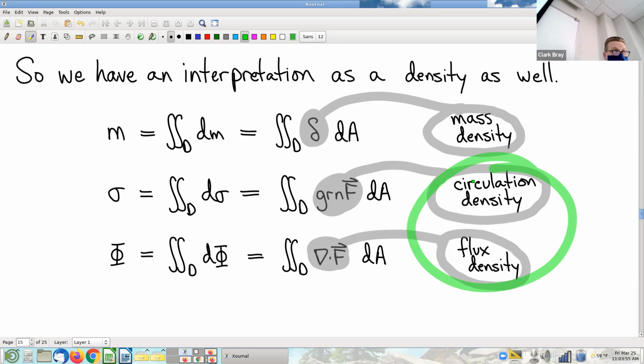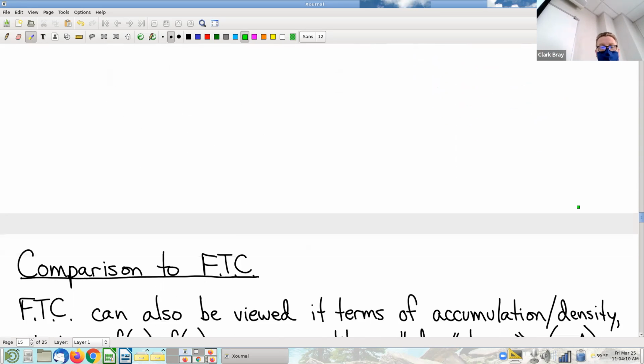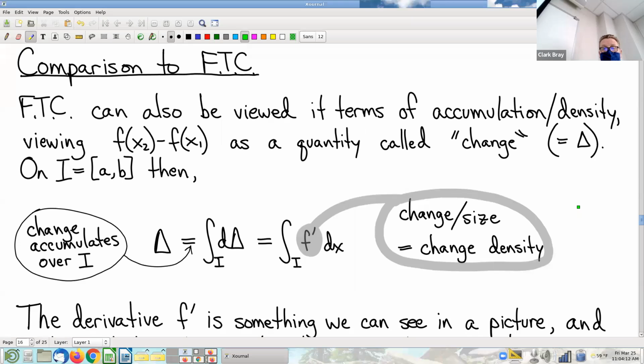I'm going to point out another example that you've already seen and you already believe and that we can draw easy pictures of. That is likewise, same thing, just a matter of accumulation and density. And it's a point of view you probably haven't seen before, but it's the fundamental theorem of calculus. Really deep down, the fundamental theorem of calculus is a statement about accumulations and densities.